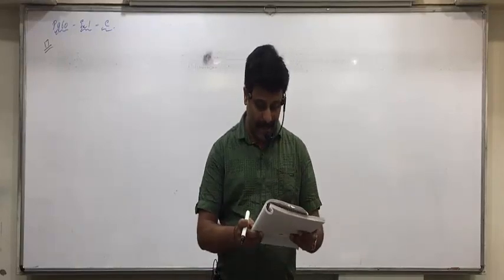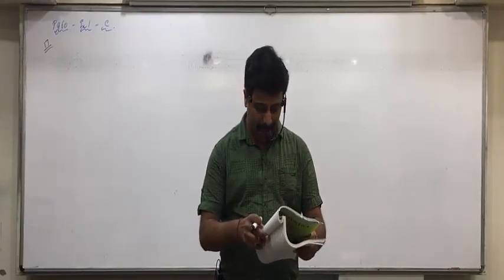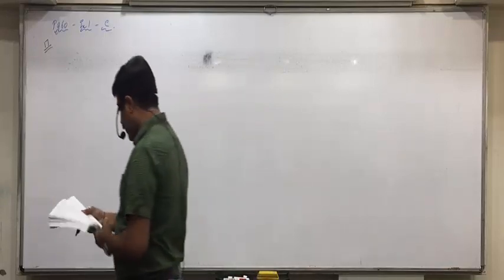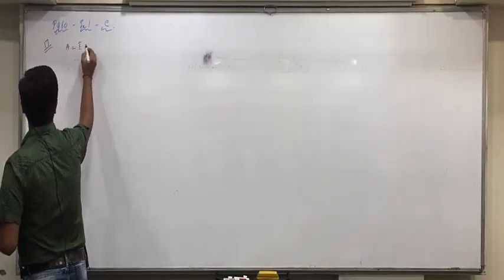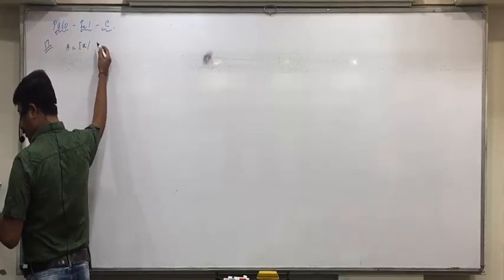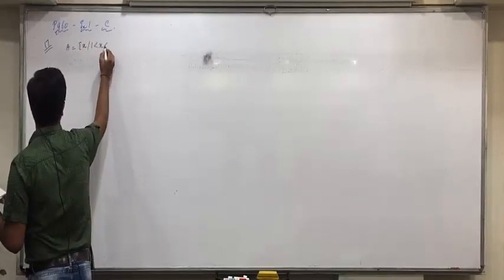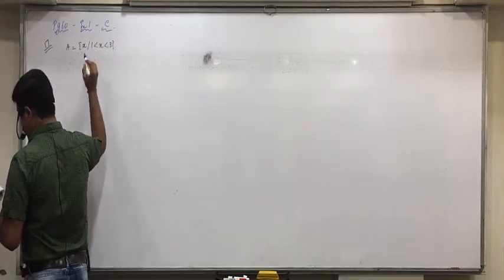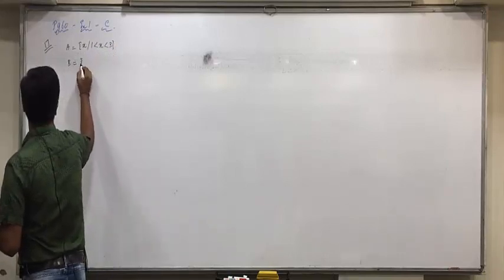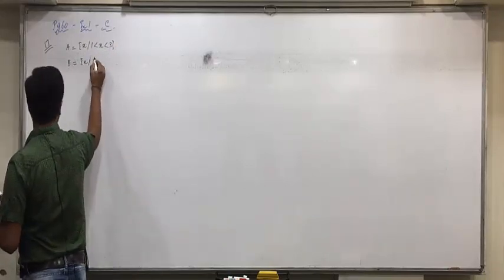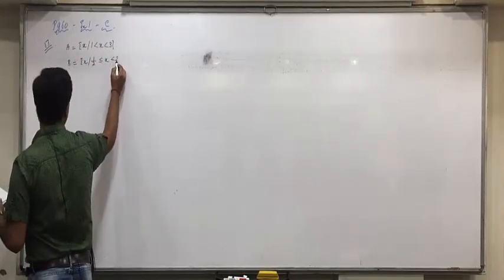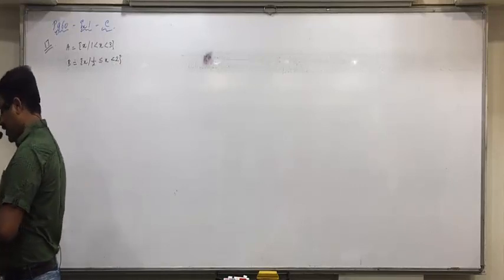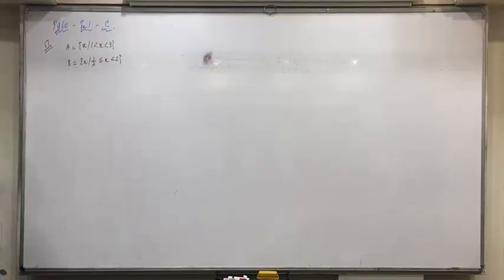We are at page 60, question 17 of section C. If A equals {x such that 1 < x < 3} and B equals {x such that 1/2 ≤ x < 2}, find A union B and A intersection B.